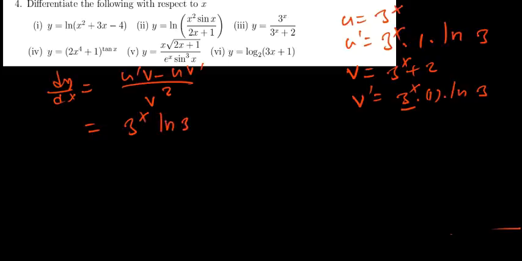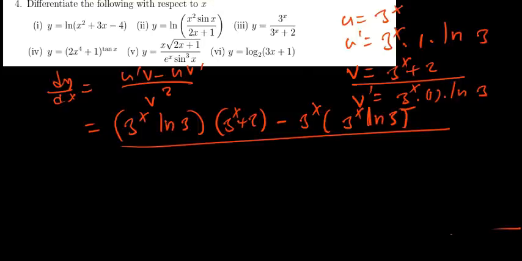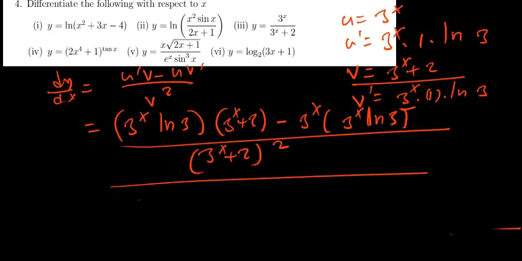Then v, so I'll put these in brackets. My v is this one, 3 to the power x plus 2, minus my u is 3 to the power x. Then my v prime is 3 raised to the power x natural log of 3. Then I divide this by v squared, which is 3 to the power x plus 2. If I want, I can end there. That's my answer. But if you want, you can expand on top there if you want to waste time.